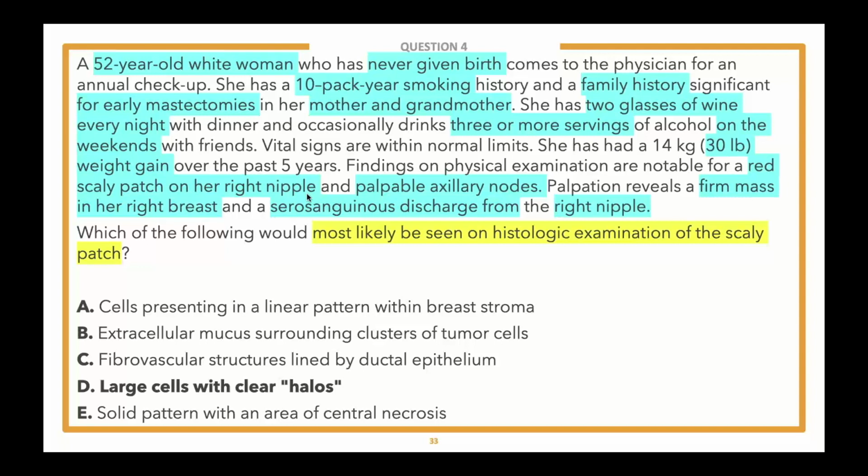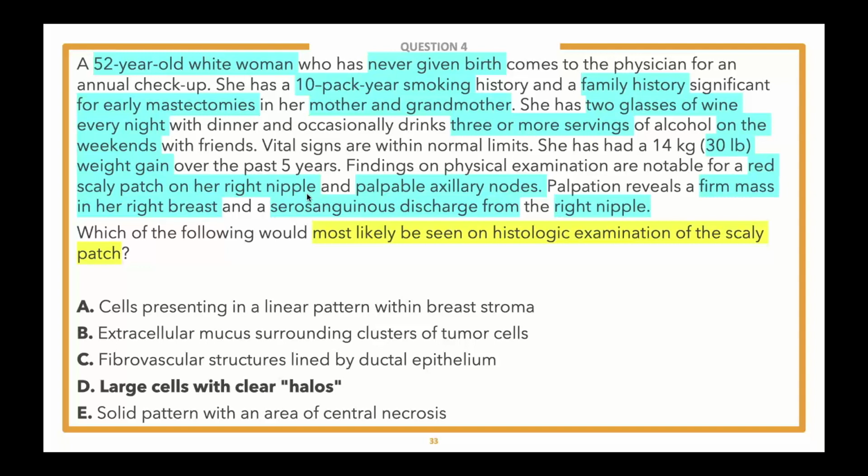Answer choice B is getting at a mucinous carcinoma, okay? It's a rare form of breast cancer, and on palpation it usually has a gelatinous type consistency. This is a little bit more firm, as they told us, okay? And lastly, answer choice A is getting at an infiltrating lobular carcinoma, where you have cells in a linear pattern within the stroma. Also, these masses are oftentimes bilateral, which is not the case in this patient. So that's another point against that.